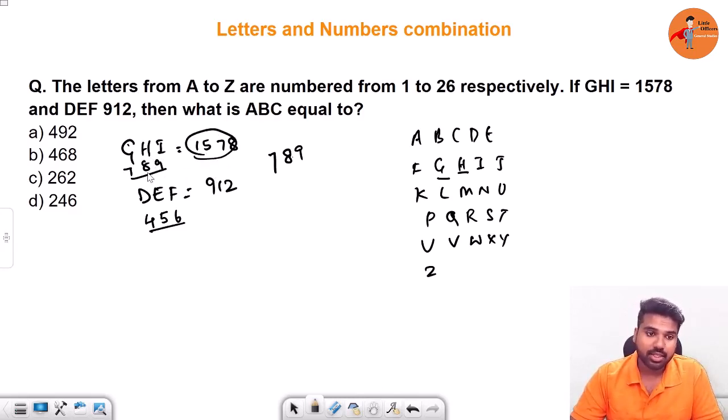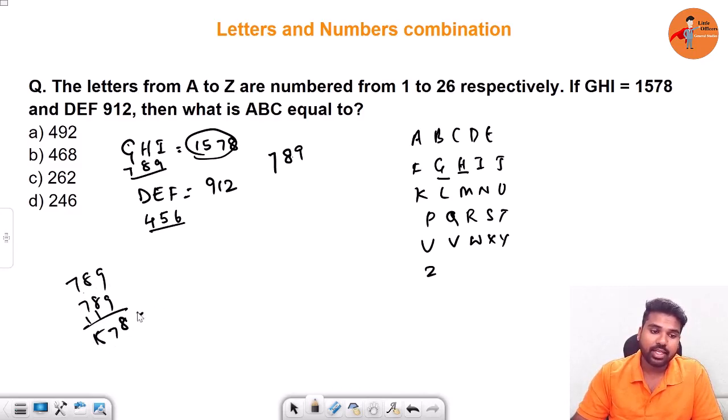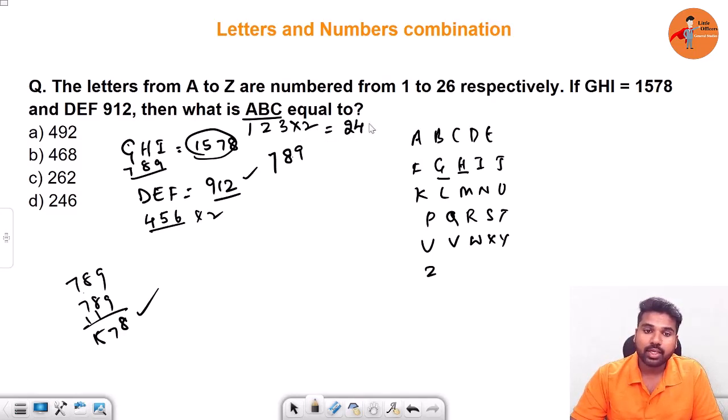Simply by observation, look, if we double 7, 8, 9, you will get 1578. 789 plus 789: 18, 16, 17, 15, that is 1578. Same for 456 doubled: 450 doubled is 900, 6 twos are 12, 900 plus 12 is 912. Just double. So if we use this logic, ABC, where A is 1, B is 2, C is 3, simply double it. We should get 246. The correct answer will be D.